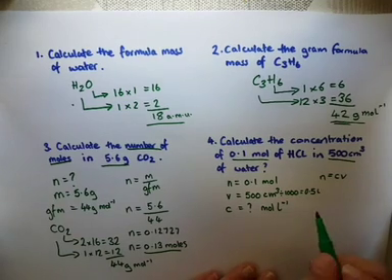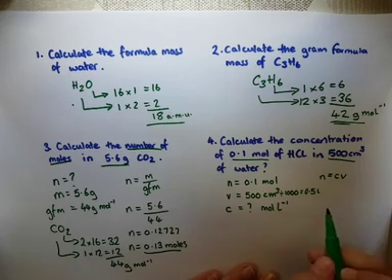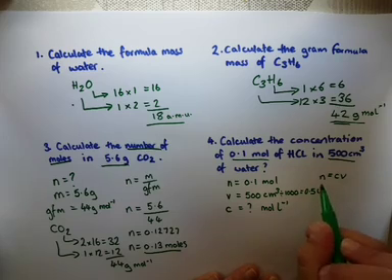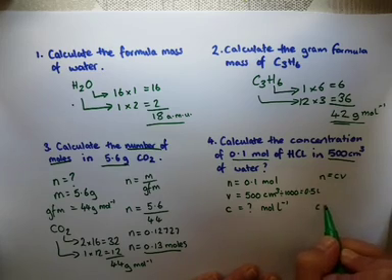So again, this time we need to rearrange this equation here. I'm hoping and I'm assuming that you're all comfortable with rearranging equations. If you're not, please let me know and I'll try and point you in the direction of some videos or something that you can use to help you. So n equals CV. We need to get C on its own, so C equals n over V.